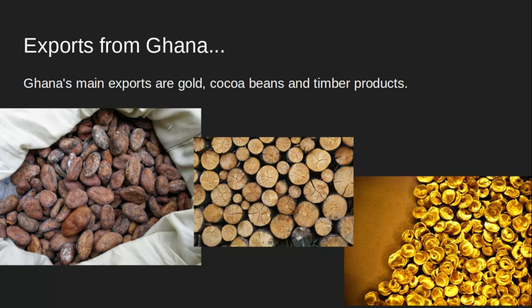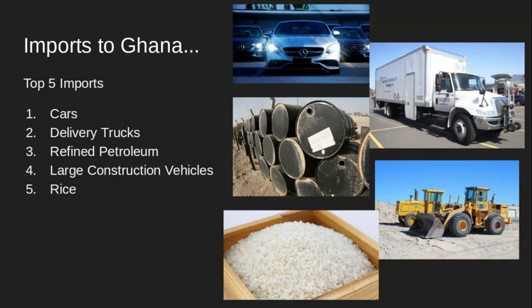So when we talk about our market, we are focusing on countries that need these three resources. Now, the resources we need, or the imports that we need, these are the top 5 imports that Ghana brings into the country because they do not have it without importing it. And that would be cars, delivery trucks, refined petroleum, large construction vehicles, and rice.